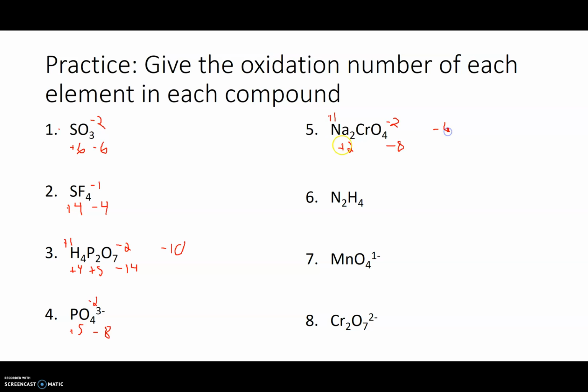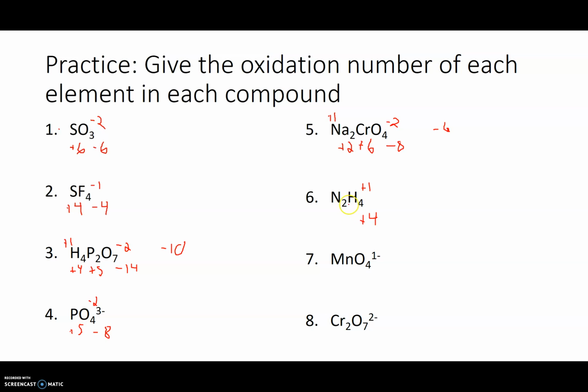And there's only one chromate, so to get that to cancel out, the oxidation state of chromate has to be plus 6. Okay, continuing on. So hydrogen here is plus 1. Remember, hydrogen is always plus 1 when it's with nonmetals. So the total charge here is plus 4, because 1 times 4 is plus 4.